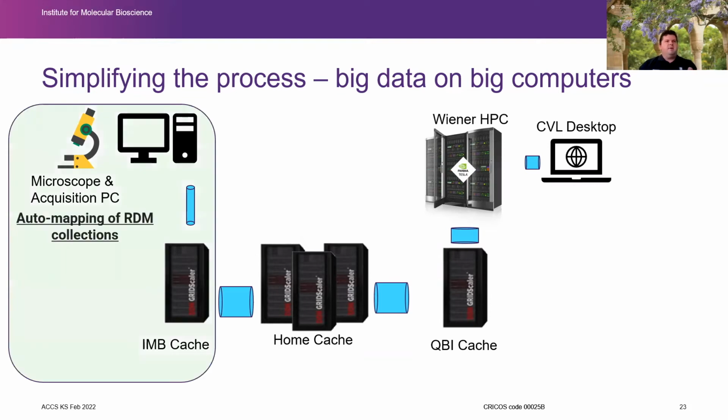So firstly, the data migration from the PC to the local RDM can be made easier for our users by auto-mounting the collections that they have read-write access to off that IMB cache. So they don't have to remember the file paths, or connect via a different route than what's been optimized for this building.